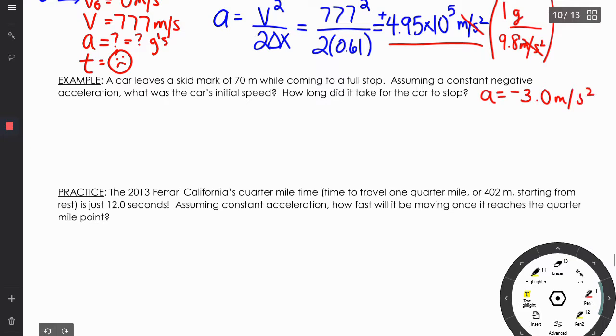If they don't give it, and they say an acceleration of 3 meters per second squared, you're going to know that it's coming to a stop, so this has to be negative. Okay. So there are two questions here. I'm going to split this into two separate parts.